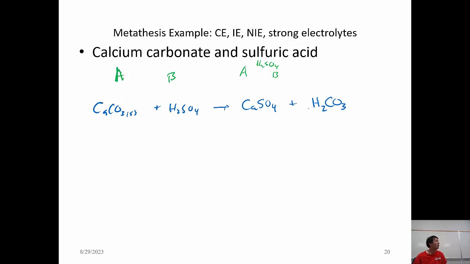Carbonic acid. Okay, the next thing you should realize immediately is that carbonic acid is not stable. Carbonic acid immediately decomposes into H2O liquid and CO2 gas. So often what we're going to see is we're not going to see carbonic acid. If we see carbonic acid, they'll put it in quotation marks to indicate that it's not stable. It's going to decompose.